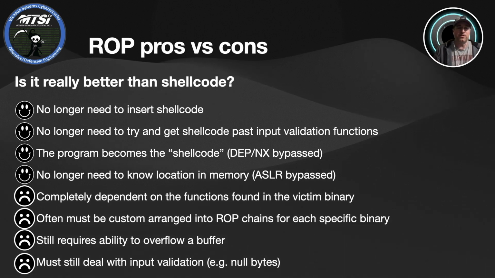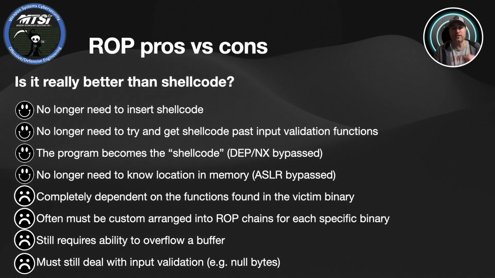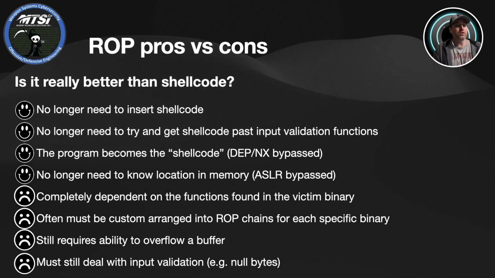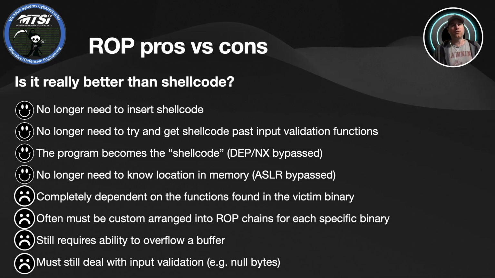What are the downsides to ROP? Well, it is completely dependent on the functions that are found in the victim binary. With shellcode, I can do anything I want as long as I can get the bytes in there. But with ROP, I can only jump to gadgets that exist in the program or the libraries it is using, and I need to know the addresses for those. So if there's not a gadget in the program that I need, then I'm kind of stuck. I've run out of ideas to do what I'm trying to do, and I sometimes have to get creative in other ways.